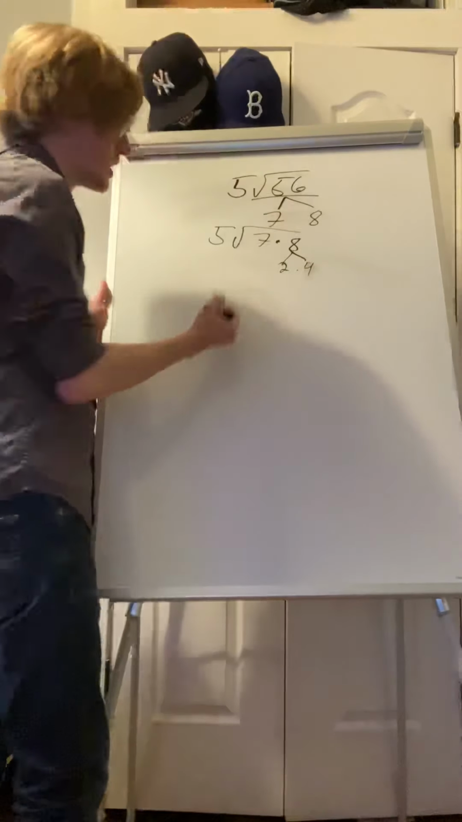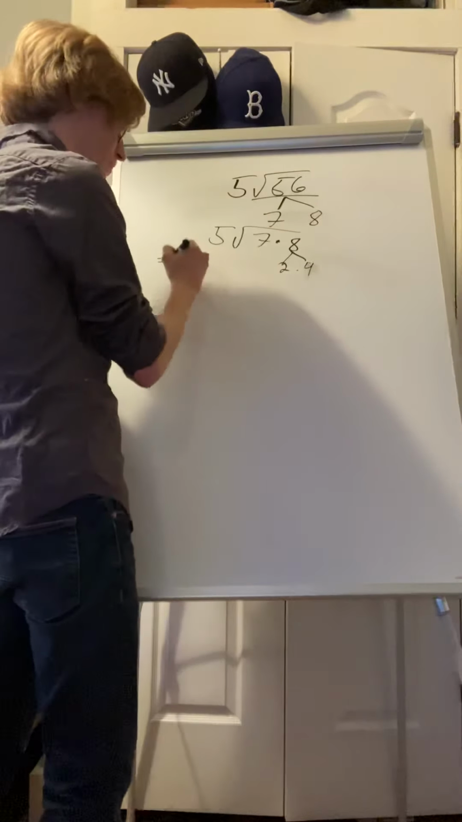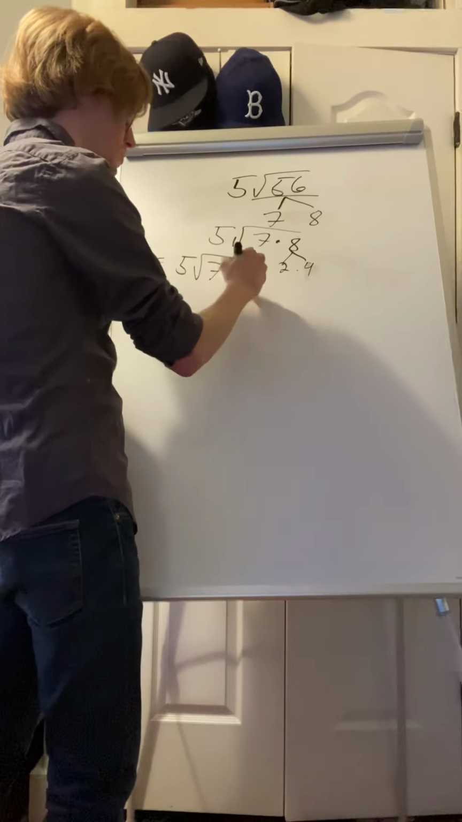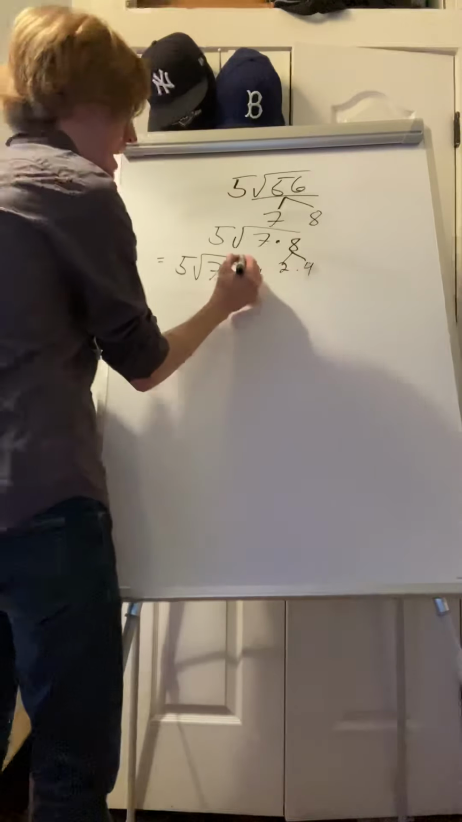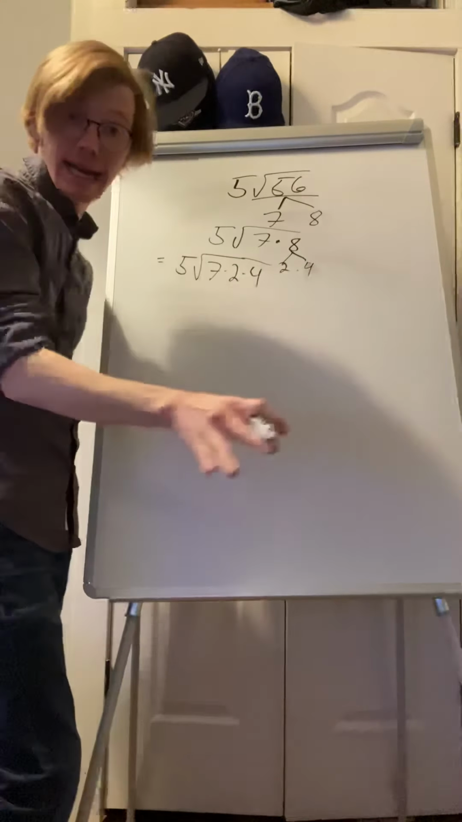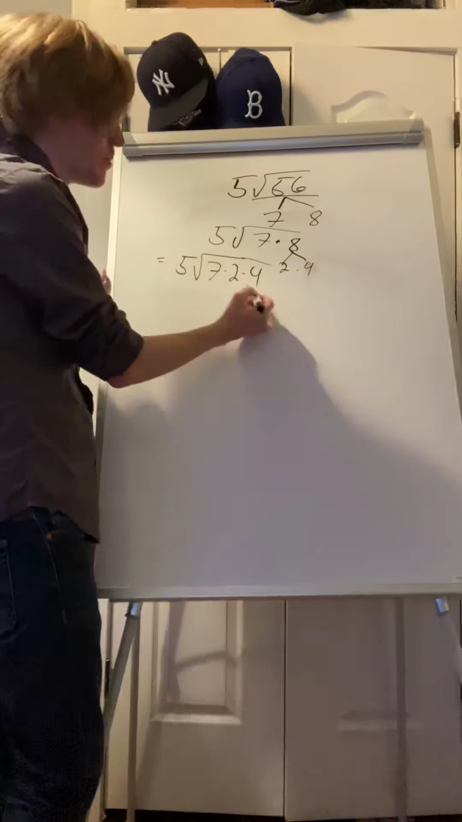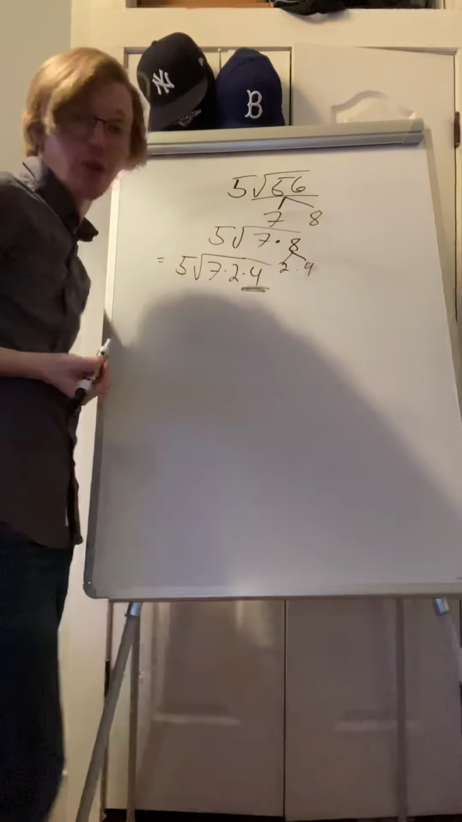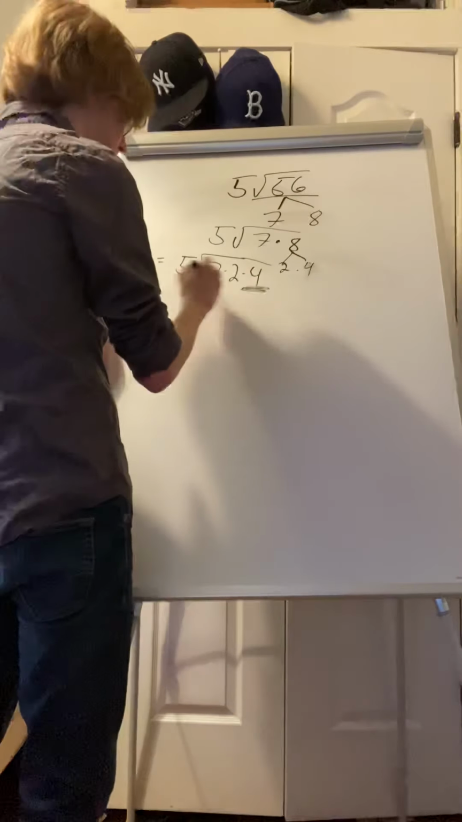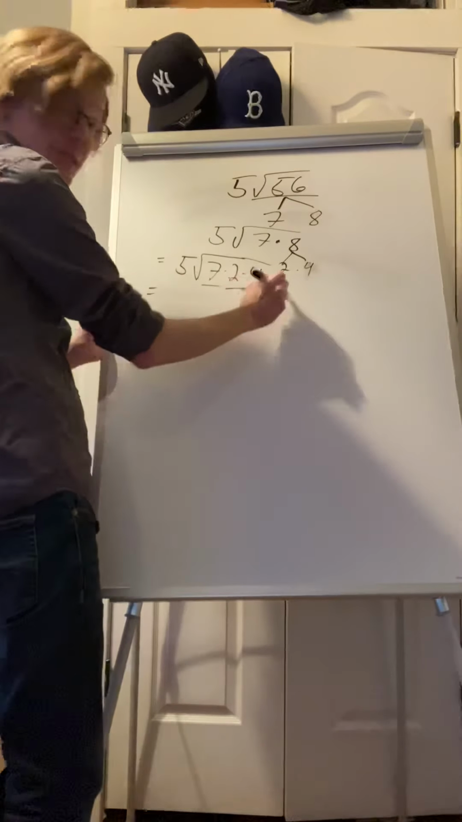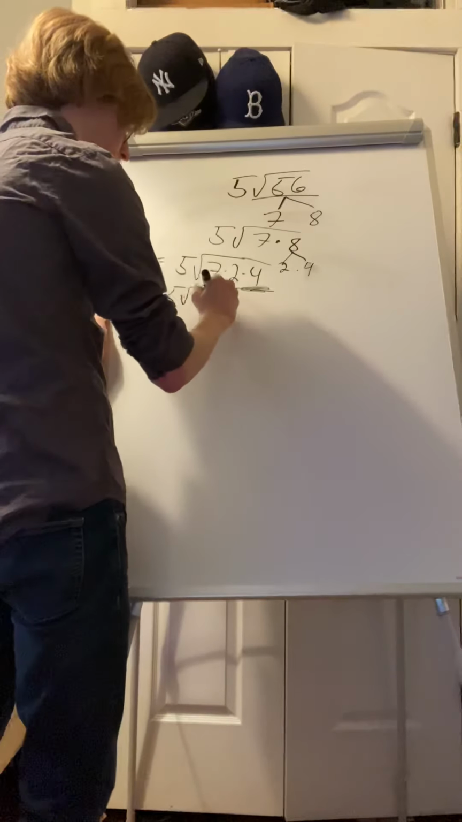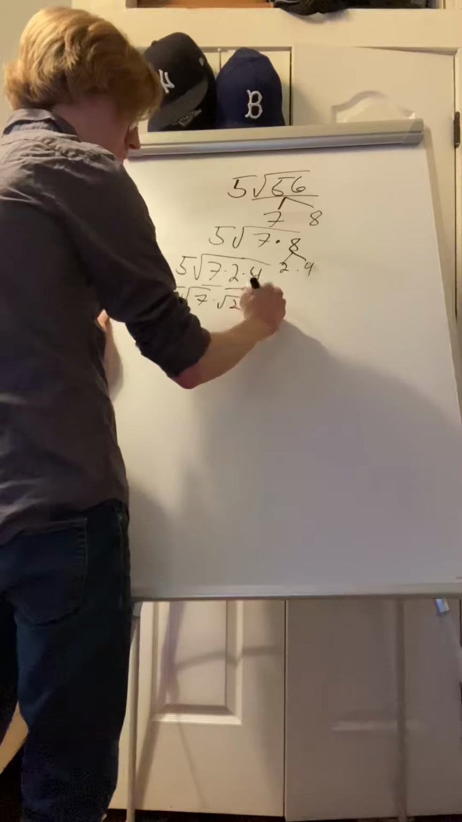2 times 4. So this, once again, will be rewritten as 5 times the square root of 7 times 2 times 4. Now we're talking. Now I see the light at the end of the tunnel. And why do I know that? Because I see a perfect square here. 4 is a perfect square. Remember, this entire expression can now be rewritten as each of these under their own separate radical signs. So 5 times the square root of 7 times the square root of 2 times the square root of 4.